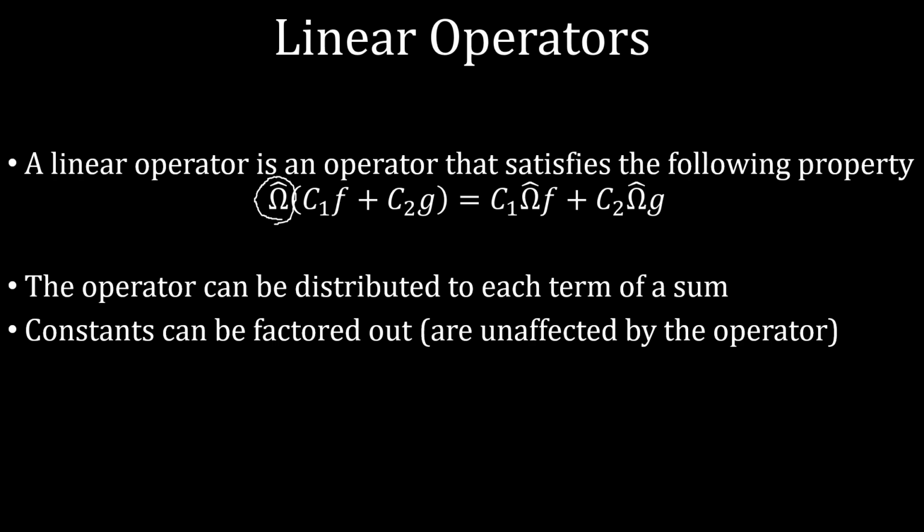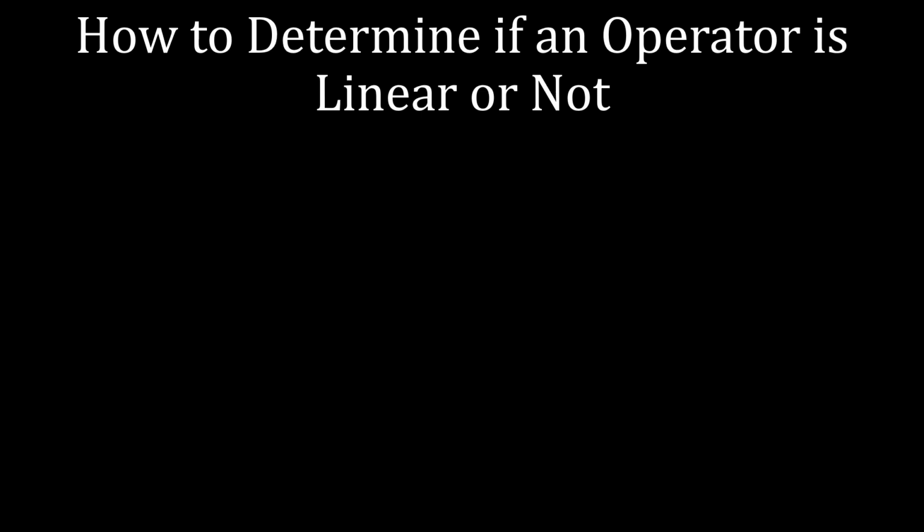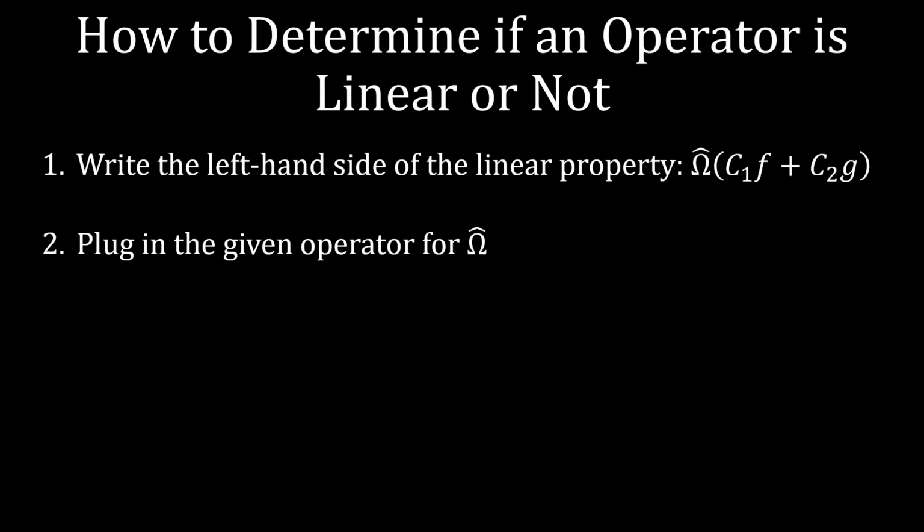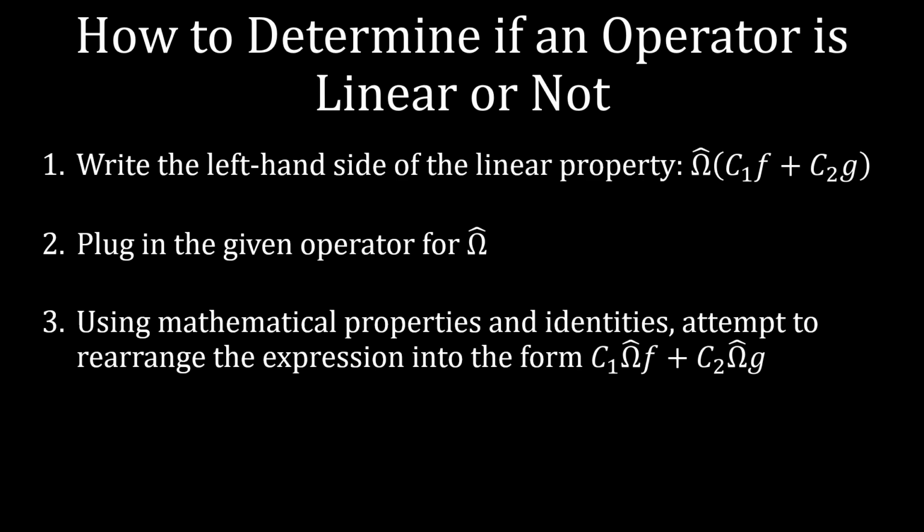So now, how do we prove that an operator is linear or not? We're going to list a few steps and then work through some examples. So first, we're going to write the left-hand side of the linear operator property, so omega hat and then c1f plus c2g. From there, we're going to plug our given operator into the equation. And then we're going to use mathematical properties and identities to attempt to get it to the form c1 operator f plus c2 operator g, which you should recognize as the right-hand side of the equation on the previous slide.